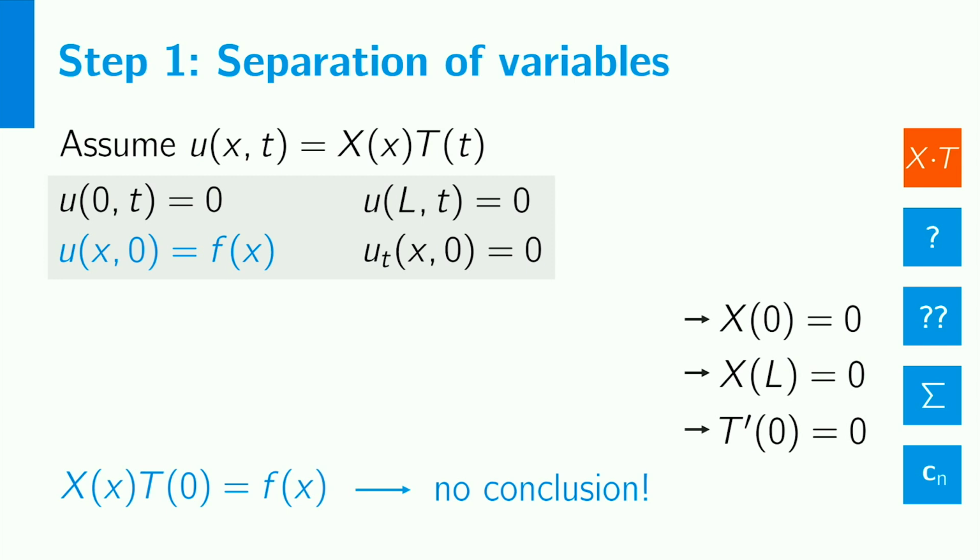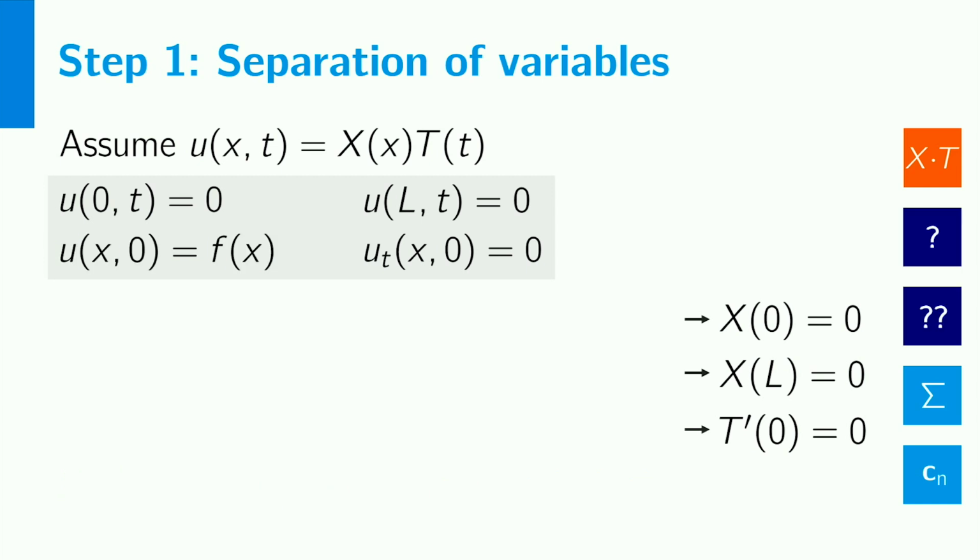We see that we have only one condition for function T and 2 for function X. This determines the order in which we are going to solve the separated equations. We start with X because we can clamp the solution for X on both sides and thus limit the number of non-trivial solutions as much as possible. In the third step, we will then solve for T.